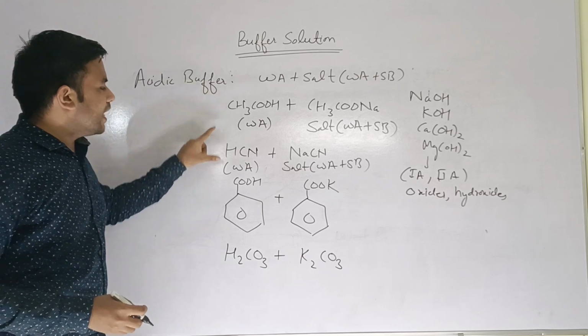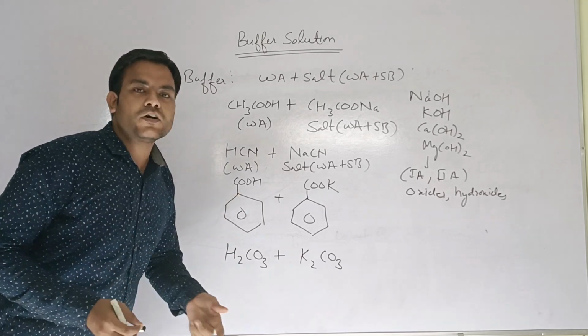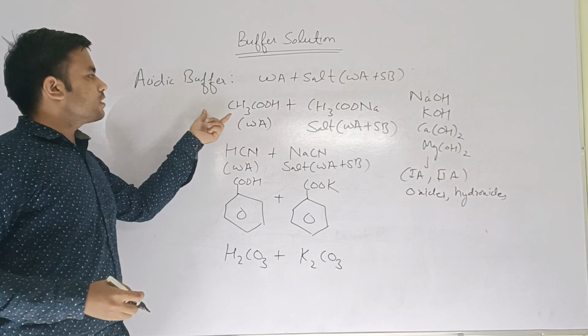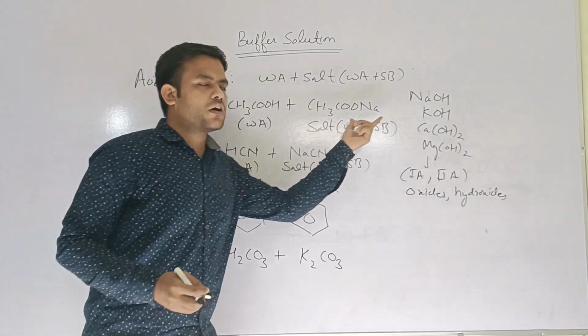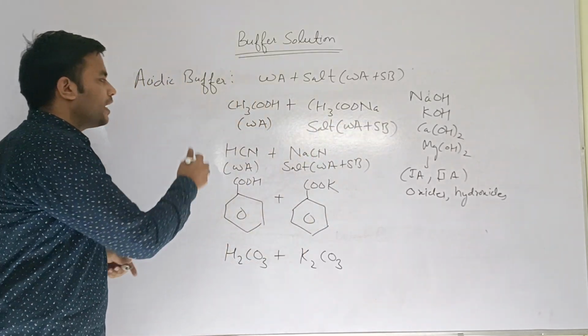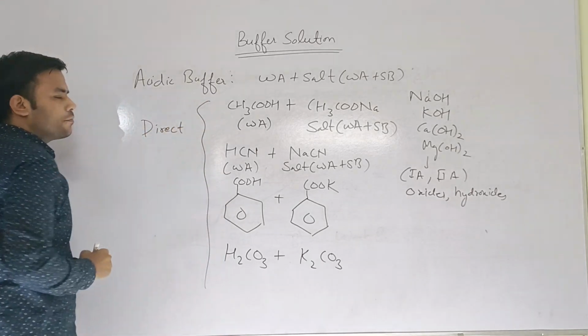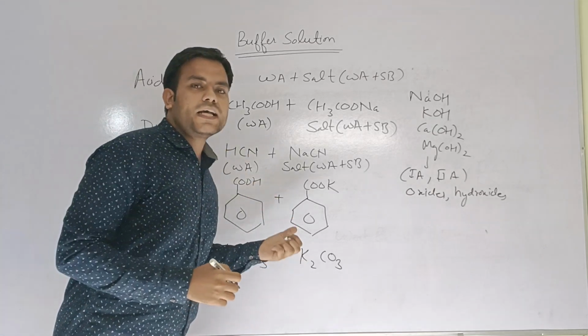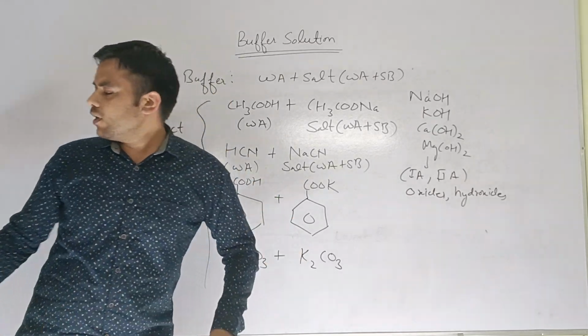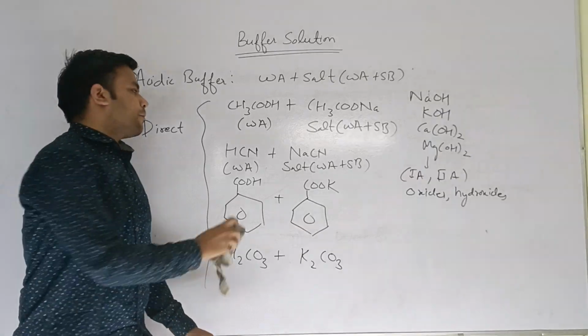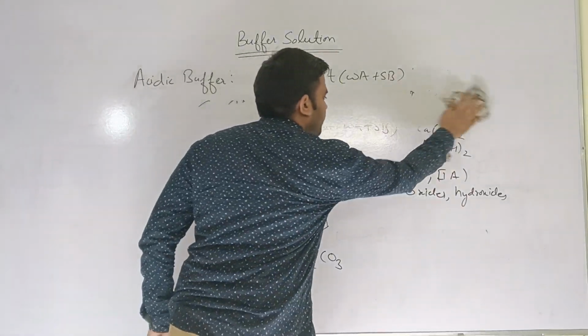Now, these are the direct methods which are written in the textbooks. Means weak acid plus salt of weak acid with strong base. These are direct methods of preparation of acidic buffer. There is also an indirect method of preparation. Now let us see what are the indirect methods of preparation of acidic buffer.